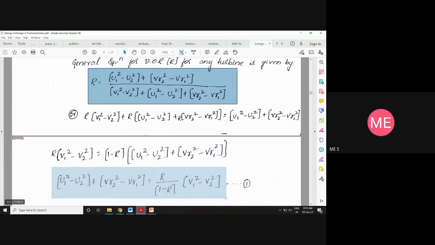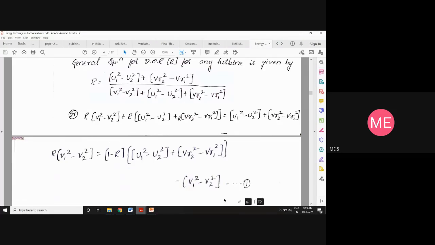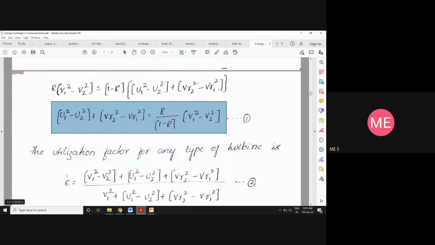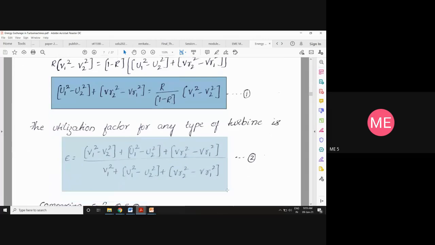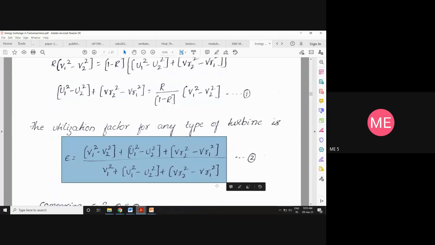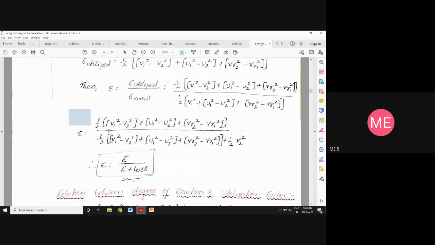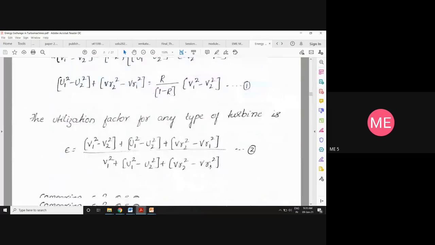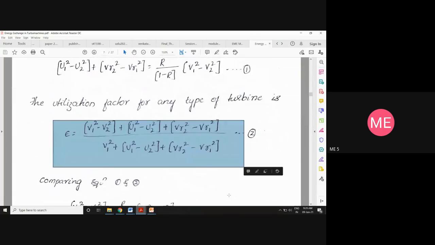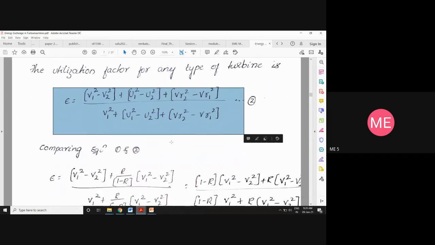What is the reason I'm getting it like this? Because I want to express degree of reaction in terms of utilization factor. Now we will go for utilization factor. Write down the utilization factor, whatever we got in the previous step. Same thing I reproduced here. You write this, then you simplify this also.